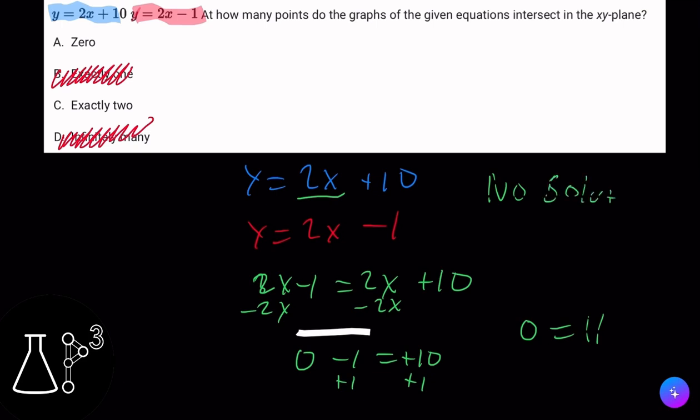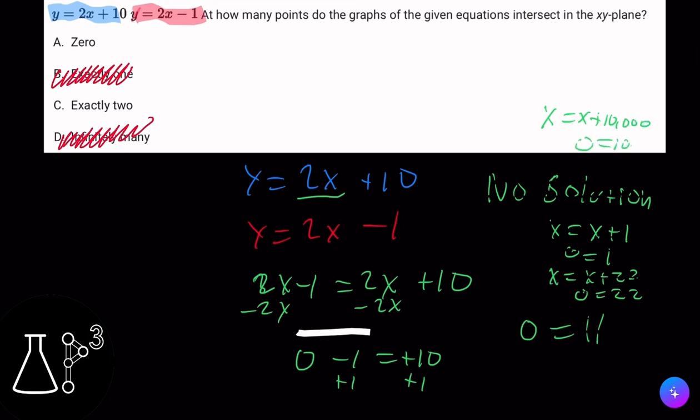And that is something new, and this is very important. No solution basically means that when I'm left with a number by itself in an equation, it's like 0 equals a million. And this is really important because I'm going to teach you a quick concept. If I have x equals x plus 1, I'm going to get 0 equals 1. That's no solution. If I do x equals x plus 22, I'm going to get 0 equals 22. No solution. And even if I do x equals x plus 10,000, I'm going to get 0 equals 10,000, and I'm still going to get no solution.